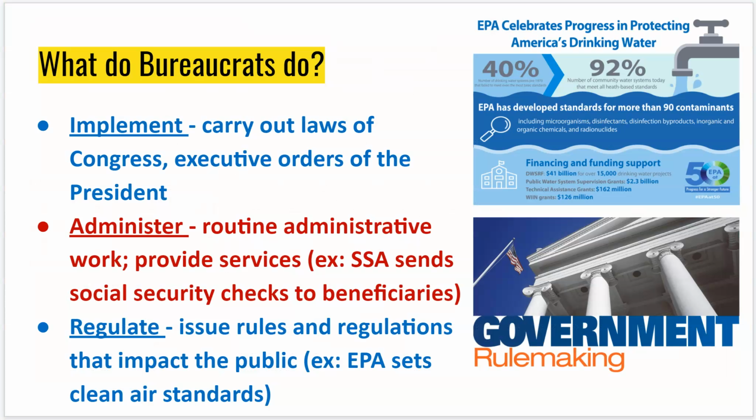Okay, so let's talk for a second about what bureaucrats actually do, because there's really three aspects of their jobs that are used to carry out or enforce the law here. The first one is implementation. How do we look at this in terms of implementing the law? How do we take this from Congress, signed by the president, and how do we actually carry this out?